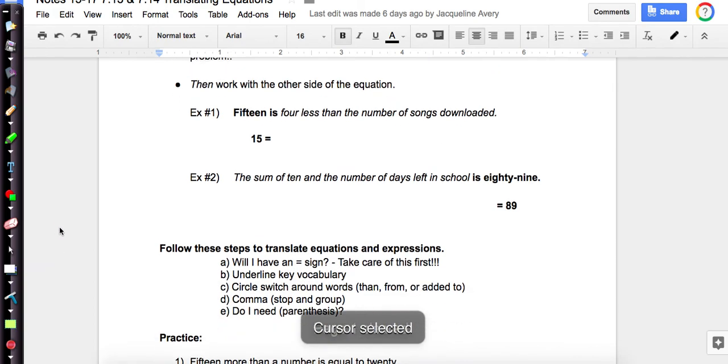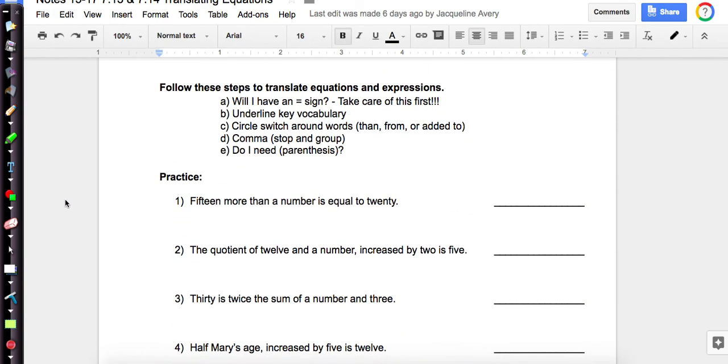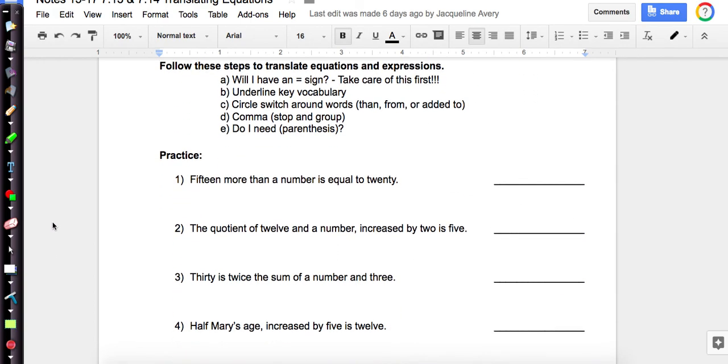Okay, moving right along. Follow these steps to translate equations and expressions. So the first step is to ask yourself, will I have an equal sign? Take care of this first. Underline key vocabulary. Circle switch around words: than, from, or added to. Remember, comma means stop and group. And then do I need parentheses?